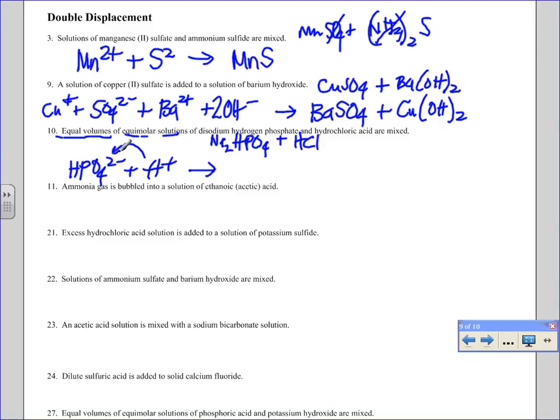The proton is being accepted by the hydrogen phosphate, and you're left with dihydrogen phosphate. And the sodium chloride are your spectators.